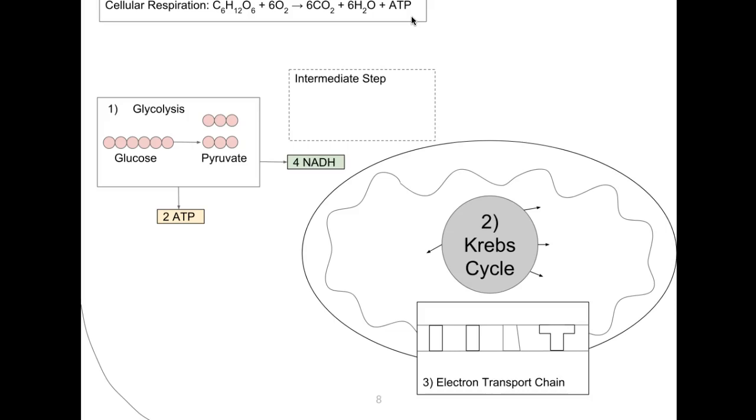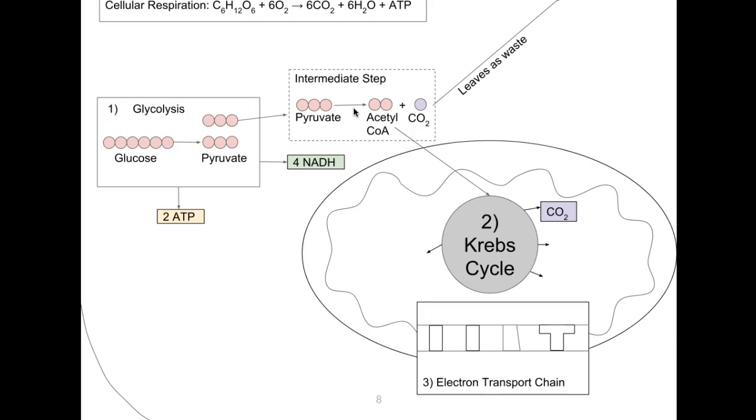Remember, pyruvate is 3 carbons, but still not small enough to fit into our mitochondria. So still in the cytoplasm, we have to go into that intermediate step. We have to break our pyruvate into acetyl-CoA and some carbon dioxide. The carbon dioxide is going to leave as waste. Now we have our acetyl-CoA small enough to fit into our mitochondria. It's going to go into the Krebs cycle.